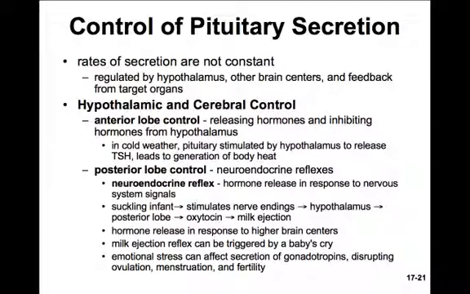For example, the milk ejection reflex can be triggered by a baby's cry, so we hear the sound. It's processed in the cerebral cortex, and that relays the information through the hypothalamus to cause milk ejection. Emotional stress also affects secretion of many hormones, including particularly the gonadotropins. This disrupts our ovulatory cycles as well as menstruation and causes some severe deficits in fertility.